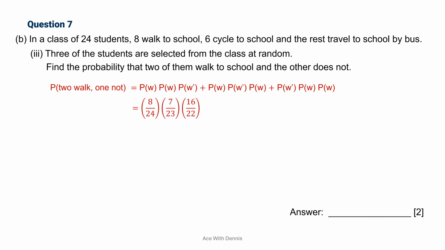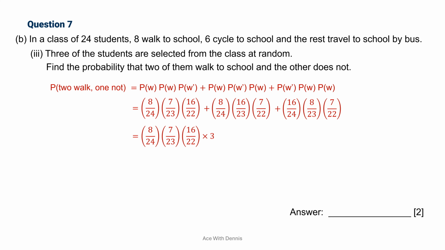Hence, the probability will be 8/24 times 7/23 times 16/22 plus 8/24 times 16/23 times 7/22 plus 16/24 times 8/23 times 7/22. Then notice that these numbers are actually 8/24 times 7/23 times 16/22 times 3. We calculate everything, we will get 56 out of 253. Hence, the answer is 56 out of 253.